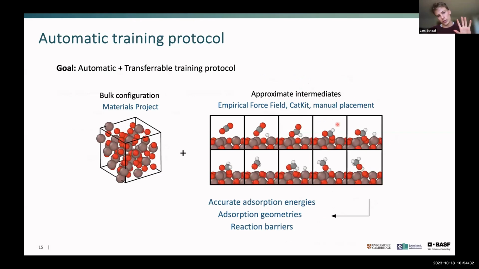And so the idea is we start off with just the material that we want from the Materials Project database. So in our case, indium oxide. And then you tell us what you think are the possible intermediates. And what we can then give you is a force field that gets you accurate adsorption energies and also accurate barriers for each reaction step along the reaction.